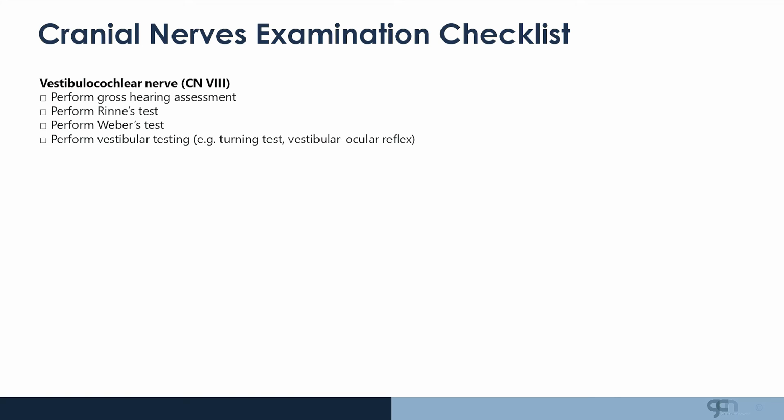For the vestibulocochlear nerve, gross hearing should be assessed, followed by Rinne's and Weber's tests, and then perform vestibular testing by using the Unterberger test or turning test, as well as examining the vestibulo-ocular reflex.